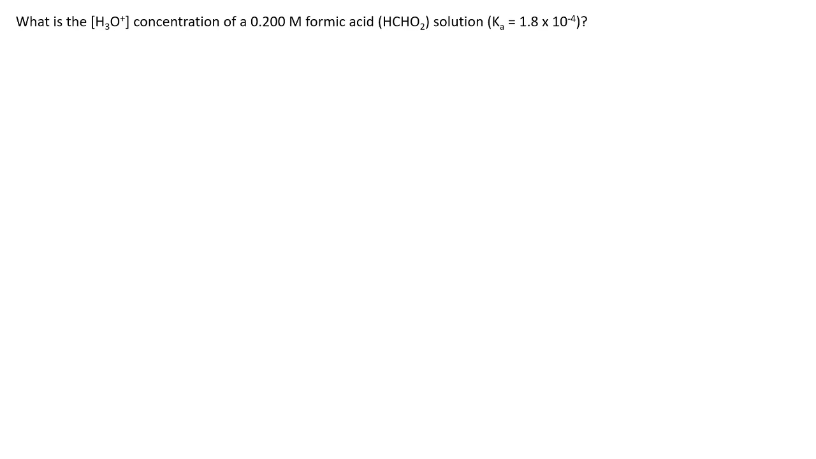in this case a weak acid. We're told that we have formic acid, and we want to know what the concentration of H3O plus is going to be for this solution. Note, please don't assume that you have to have a Ka written.